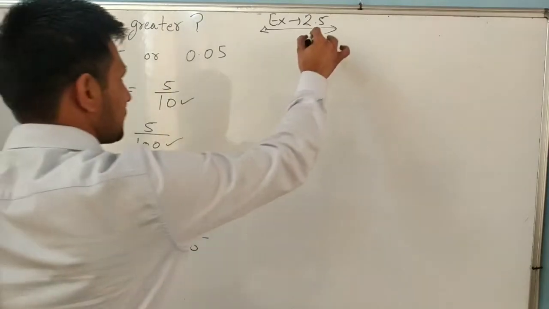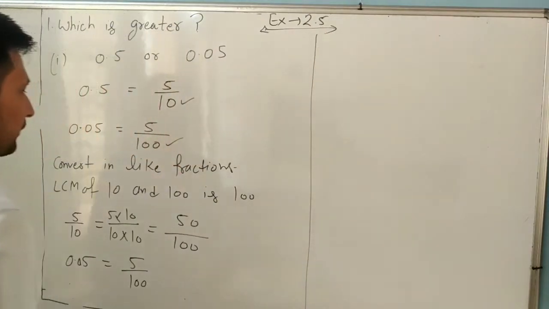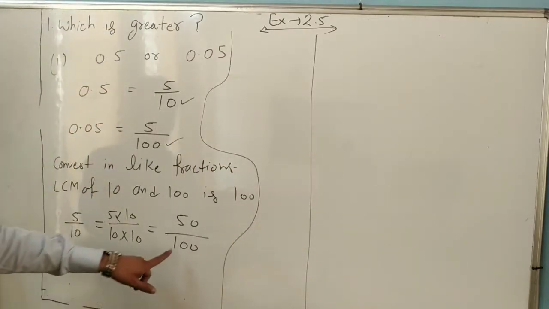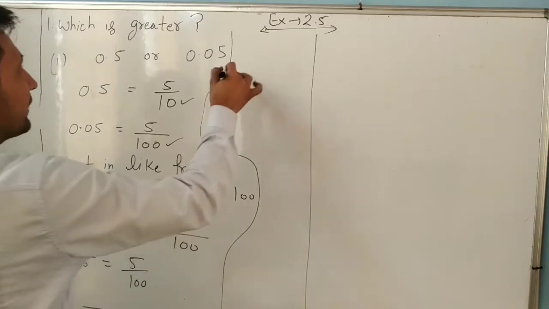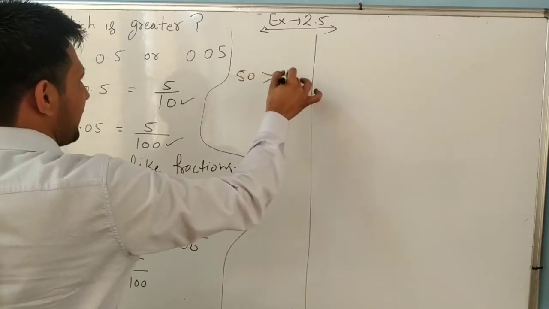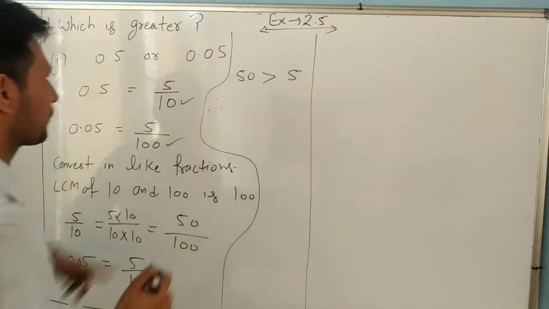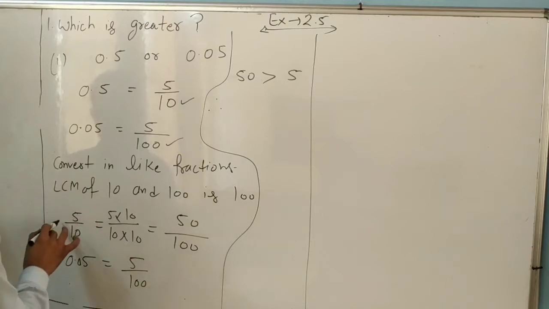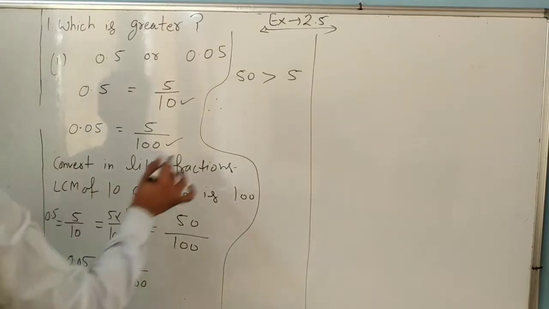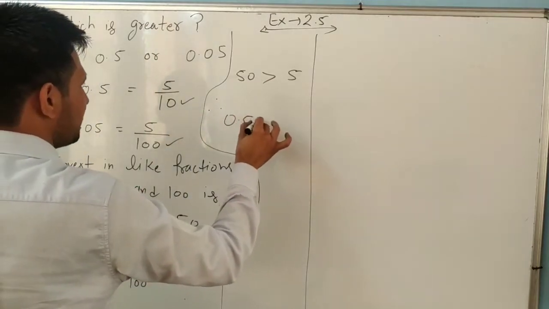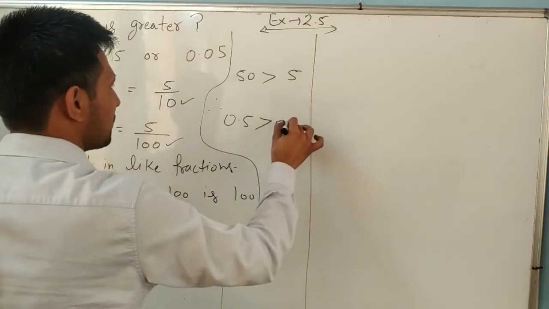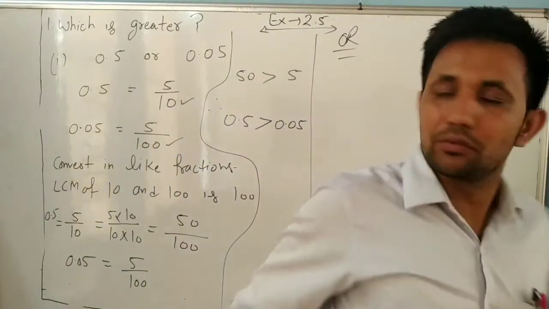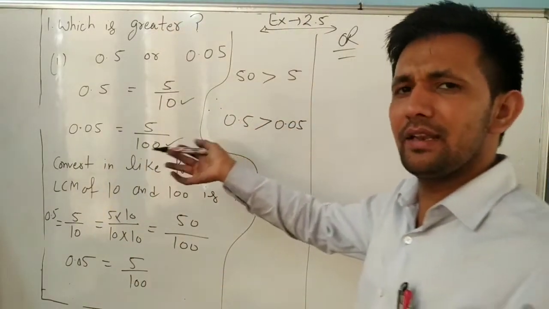Understand it? Now which one is greater? The denominator is the same, so you can write 50 is greater than 5. Therefore 50 by 100, which is 5 upon 10, means 0.5. So you can write 0.5 is greater than 0.05. Understand it? This one we have already learned in 6th class also.